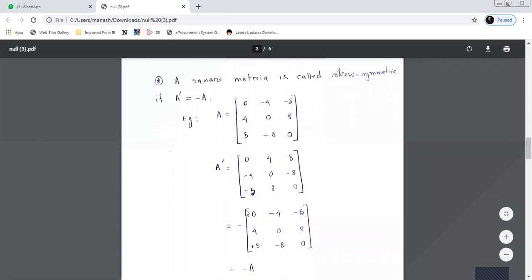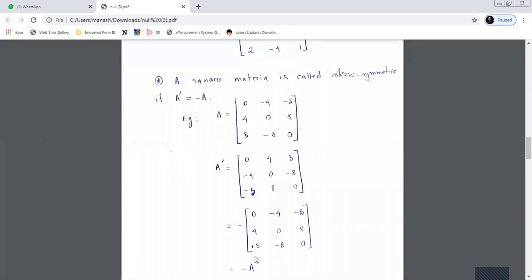After that, see here, whenever we take the common minus sign, 0 will become 0. This +4 is there, so here we have to put -4, so that minus will become plus. Again, this is +5, so it is -5. Since it is -4, it will be 4, and proceeding in this way. Now compare this one with the matrix A. See here, this one and this one are the same, so we put here -A. So A dash equals -A. This type of matrix is called a skew symmetric matrix.